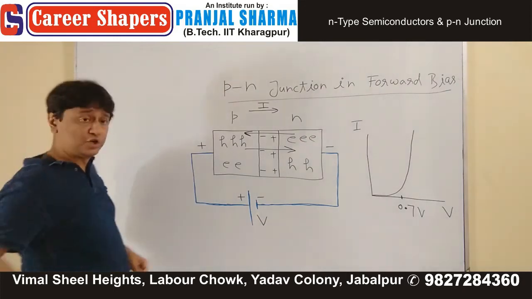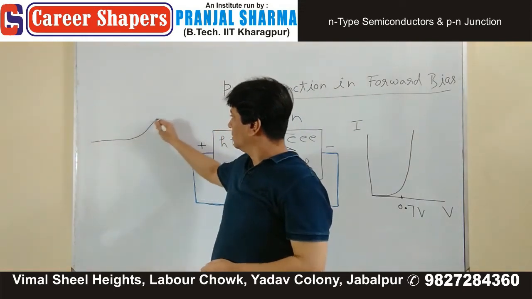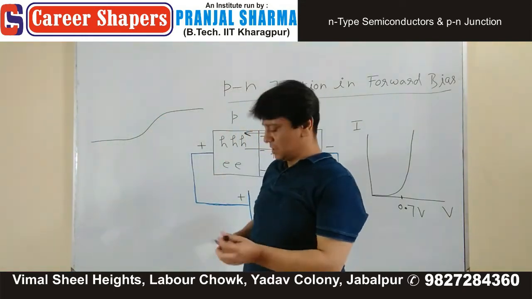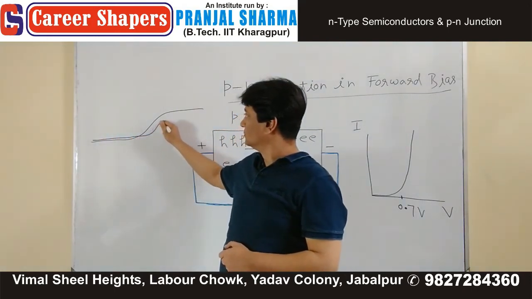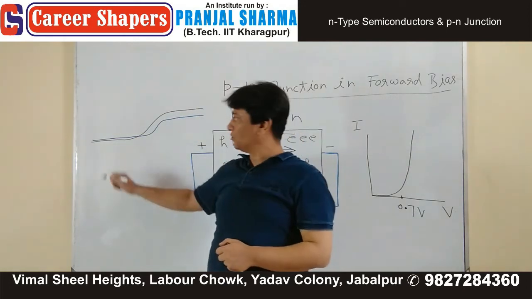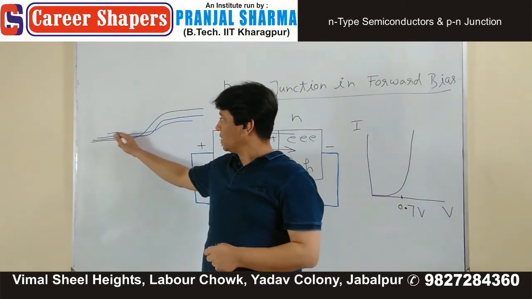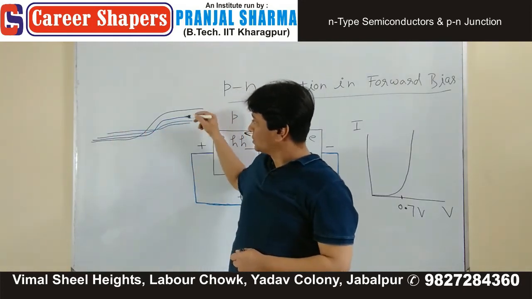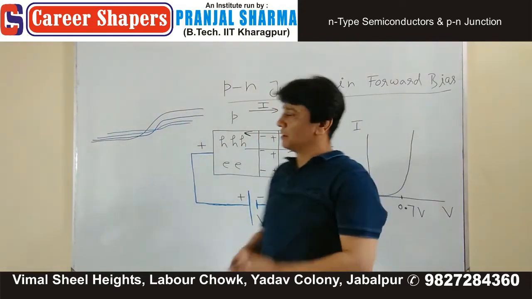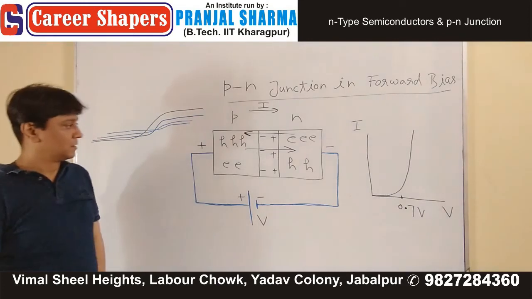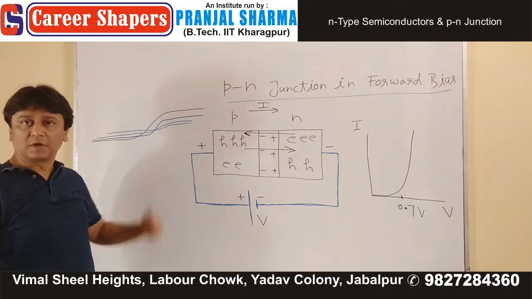So let's say initially it was like this. If initially it was of this type, now it will look like this. Increase the voltage. So this potential barrier keeps on decreasing. Note down this much and then we'll discuss reverse bias.